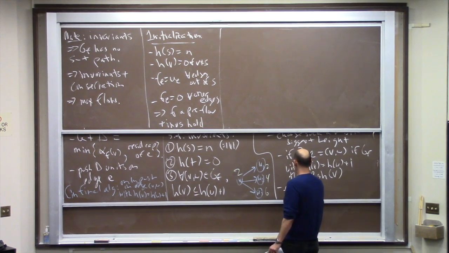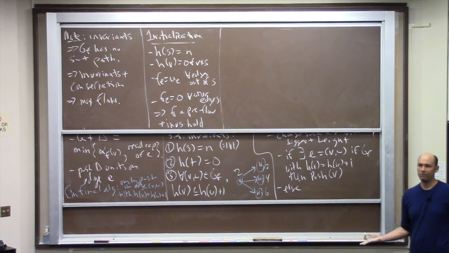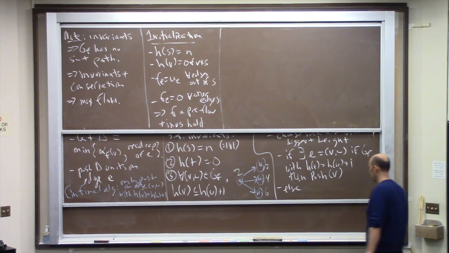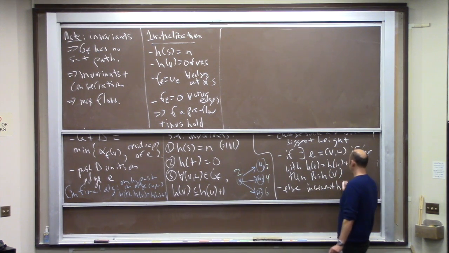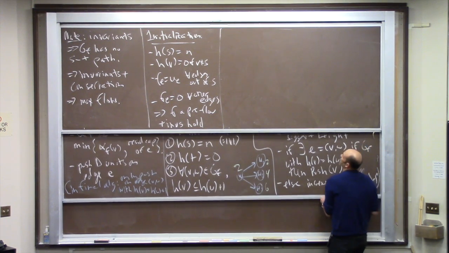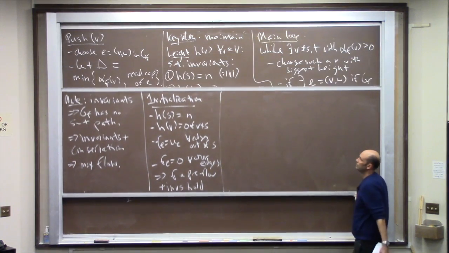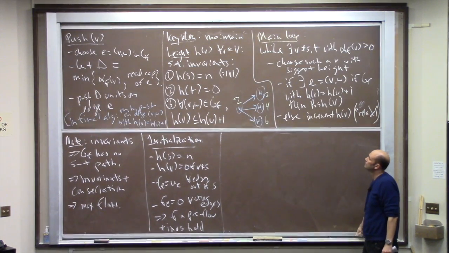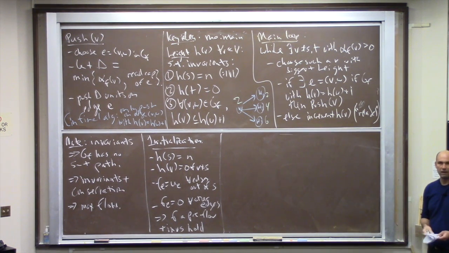So what's the other thing that happens? Well, you do a relabel, which just means you increment the height of V by 1. So else, increment V's height. And this is known as a relabel. And that's the entire push-relabel algorithm that we're going to talk about.